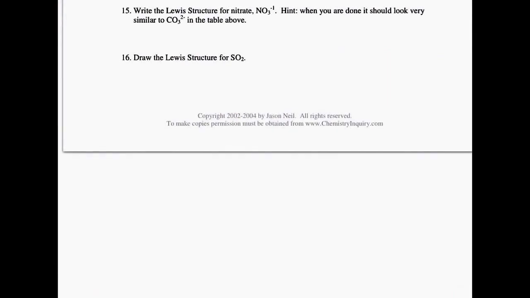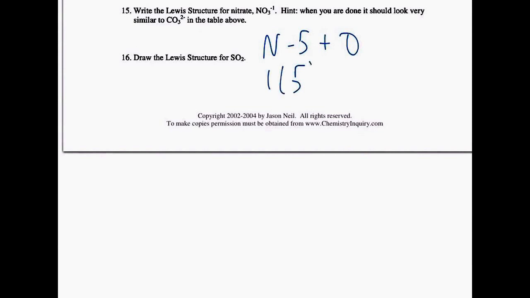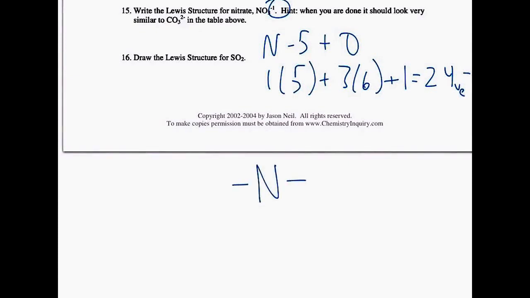Okay, and then number 15 says, write the Lewis structure for nitrate, NO3 minus 1. Okay, so we're going to just first make our counting here. So we've got N that has 5 valence electrons, and we've got O that has 6 valence electrons. So we'll do 1 times 5 plus 3 times 6 plus an extra 1 because of the negative 1. And that comes out to be 19 plus 5 is 24 total valence electrons that we can show in the picture. N is central because there's only one of them.